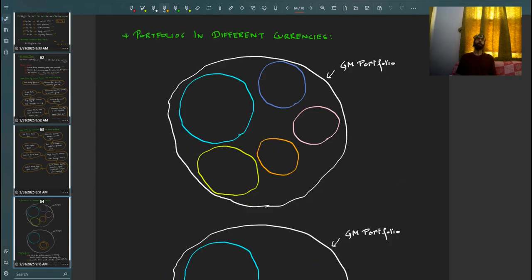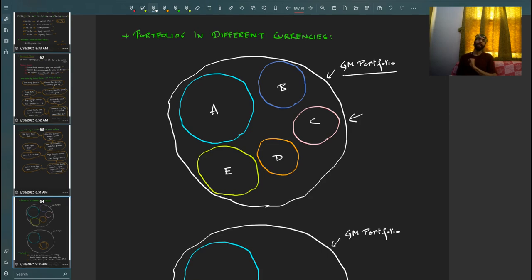Let's say this is the global market portfolio where there are countries: country A, country B, country C, country D and country E, okay? There are 5 countries here. Now, as you can see, these circles denote different sizes of portfolios. The global portfolio is denoted by the bigger white circle, right? This is the global market portfolio. This is all the assets that are available globally. Now this is bifurcated into different currencies, and each of these currencies of countries A, B, C, D and E has a different proportion of assets.